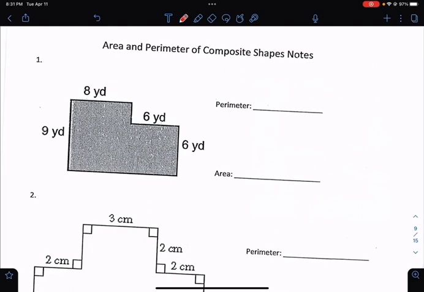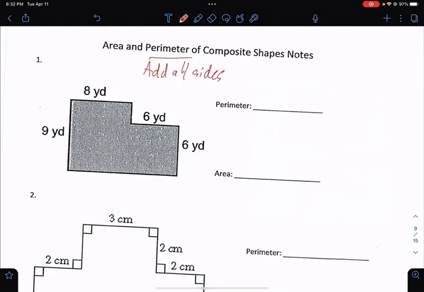All right. So now the main focus is going to be perimeter. So to find the perimeter, remember that we're going to add all the sides. We add all the sides, and it's around the outside.